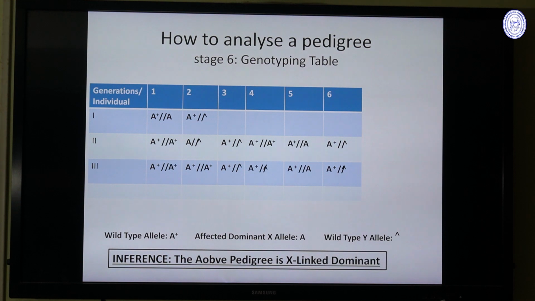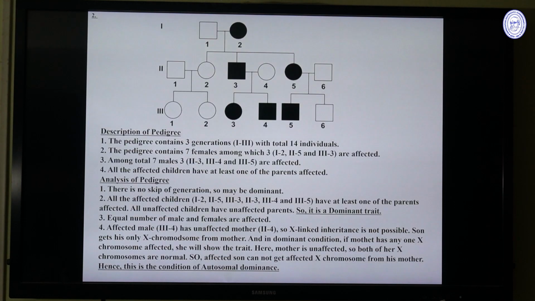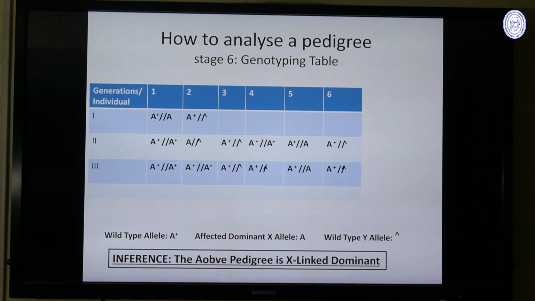Now, we have to make a genotypic table where we put the generation names 1, 2, 3 and individuals 1, 2, 3, 4, 5, 6, and in this table we put all the genotypes that we have found from the pedigree to complete the genotypic table. Last of all, we have to infer, or confirm, that the pedigree is X-linked dominant. So, up to this point we go to finish completing a pedigree.